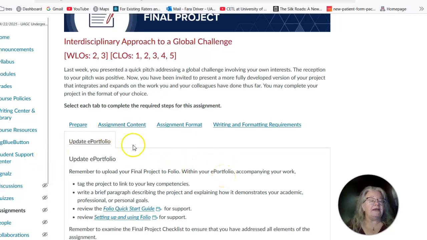With all of that in mind then, again, you can look over here for any of these particular things: your syllabus, the modules, your grades. You can go there to see your grades, course policies, the Writing Center and Library, again, both very good. I totally approve of Grammarly and many of the things the Writing Center has. Course resources, student support center, signals, etc.